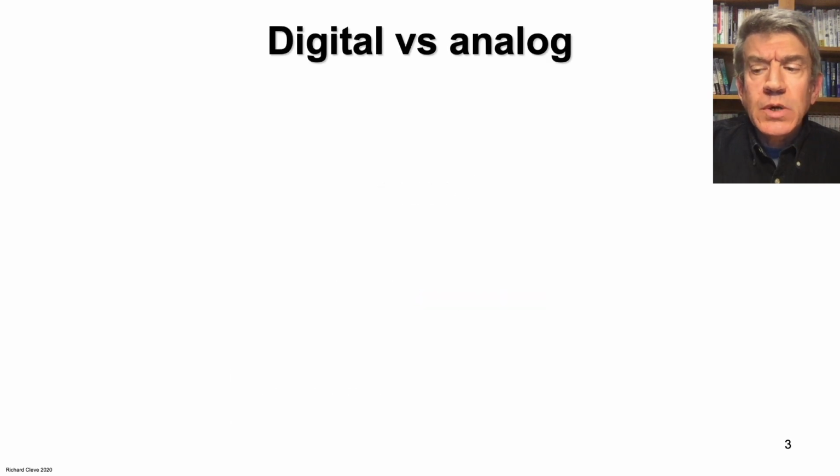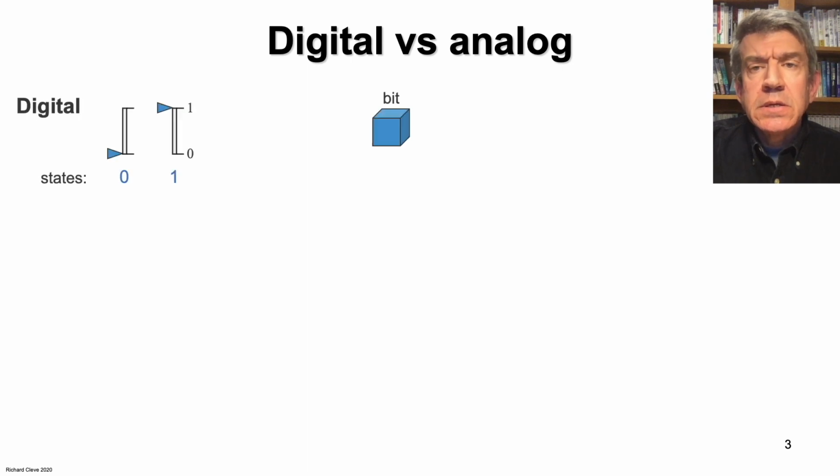Let's start with the question, is a qubit digital or analog? To begin with, consider what an ordinary bit is. To store a bit, we need some physical system that can exist in 2 separate states, say low voltage or high voltage. I'm abstractly representing such a system by a blue box.